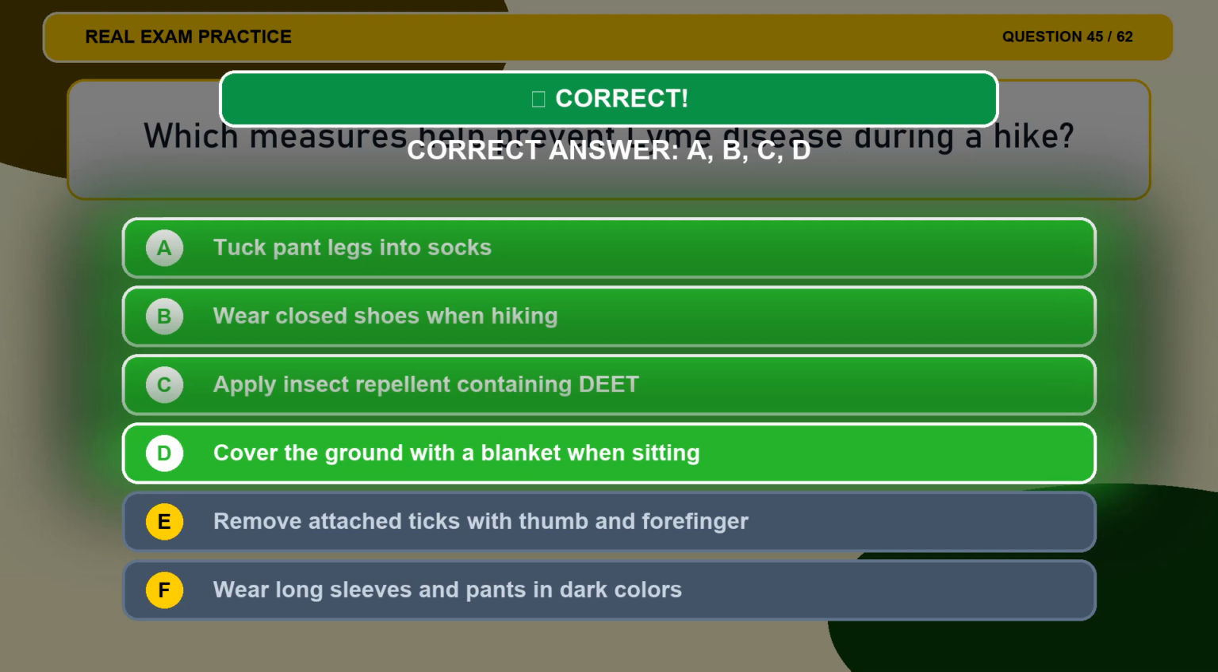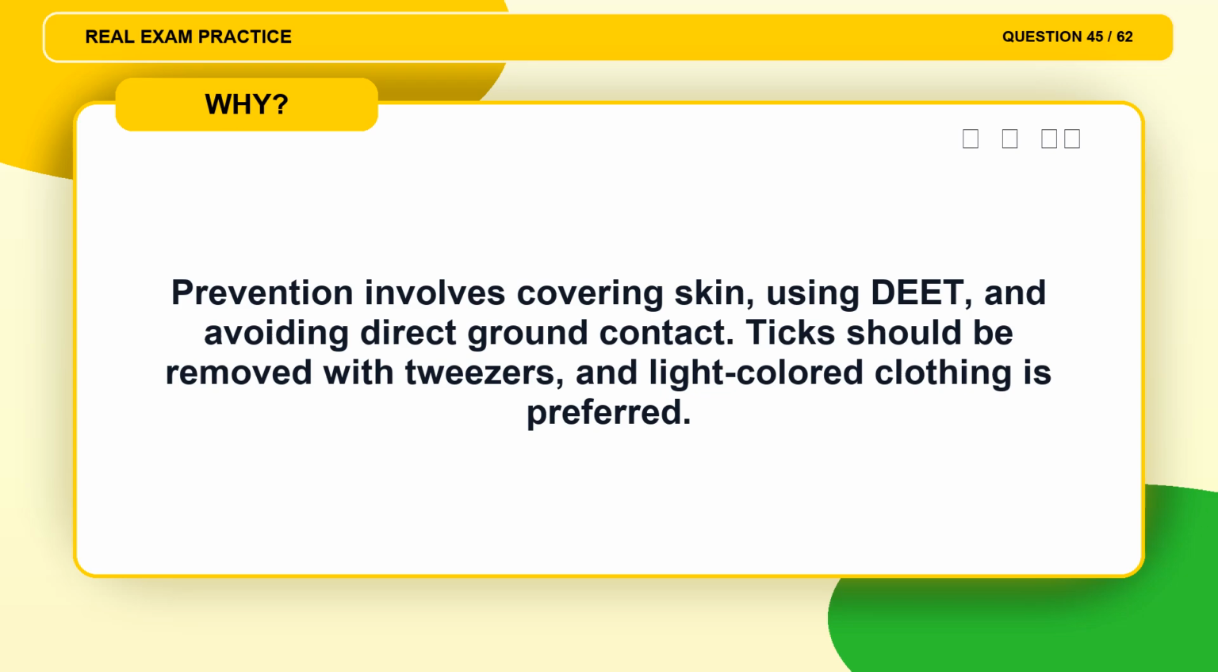The correct answers are options A and B and C and D. Tuck pant legs into socks. Wear closed shoes when hiking. Apply insect repellent containing DEET. Cover the ground with a blanket when sitting. Prevention involves covering skin, using DEET, and avoiding direct ground contact. Ticks should be removed with tweezers, and light-colored clothing is preferred.